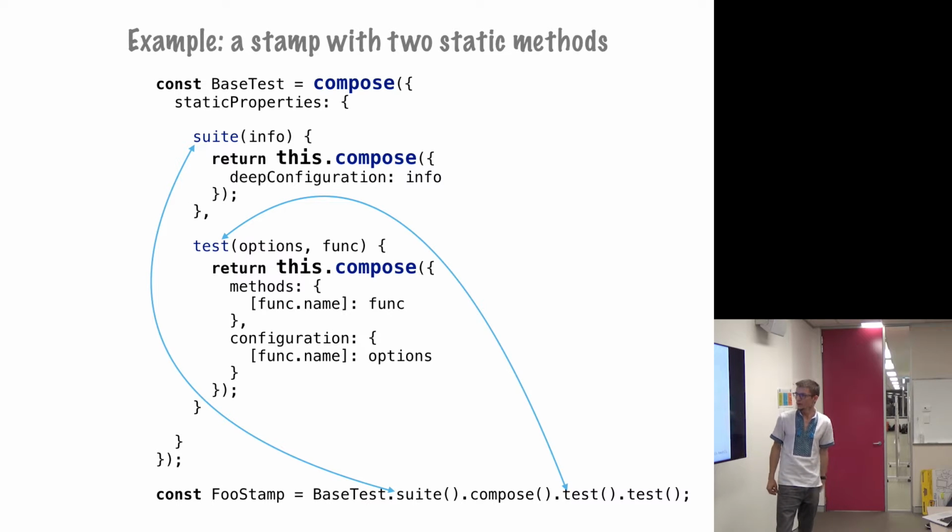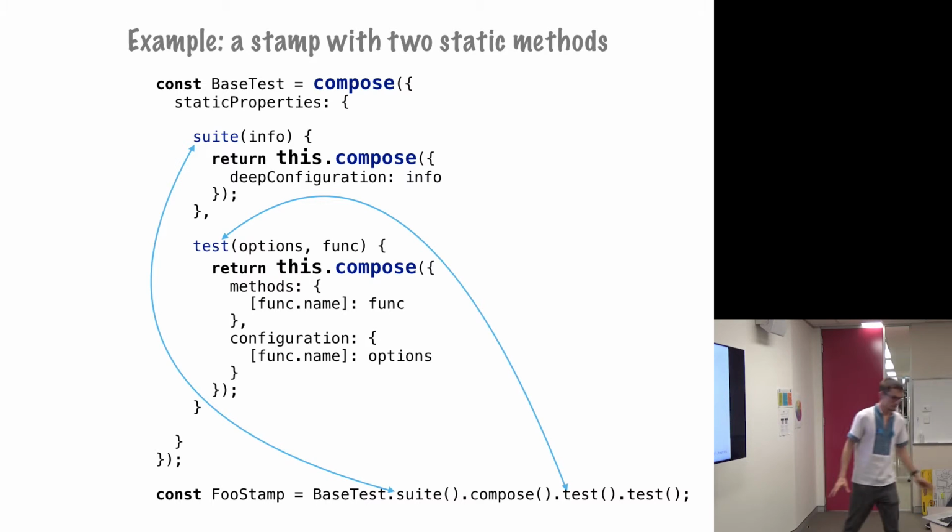So it's immutability. Same thing in the dot test. And down below, I call base test dot sweet, which returns new stamp. Dot compose, obviously, it also returns new stamp. And these two also return new stamps. And at the end, I've got this full stamp, whatever. So far, easy, right? Okay.